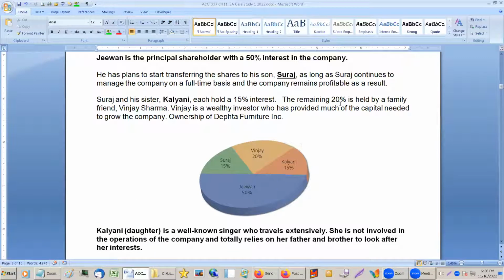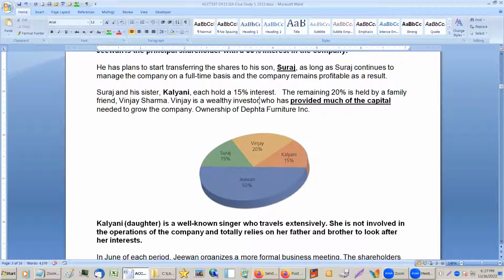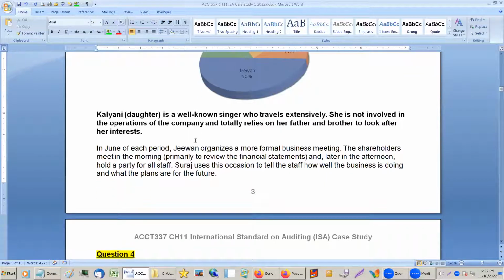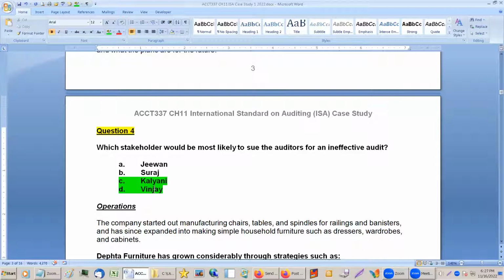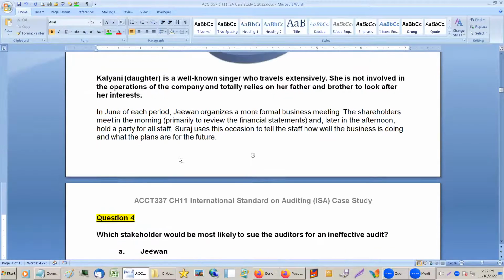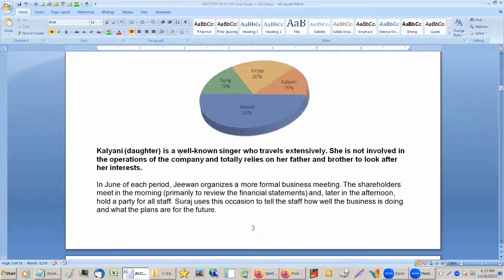the investor, a wealthy investor who has provided much of the capital, so put a bunch of money into it. This is the type of person that might very well sue if there's a problem with the audit, because they've invested quite a bit in there, and if the audit misses something, some kind of fraud or something like that. But certainly the daughter could definitely be in there too, because she doesn't see the day-to-day.